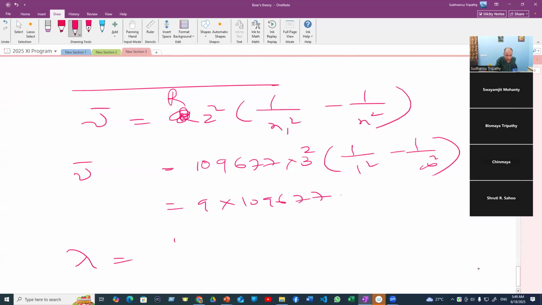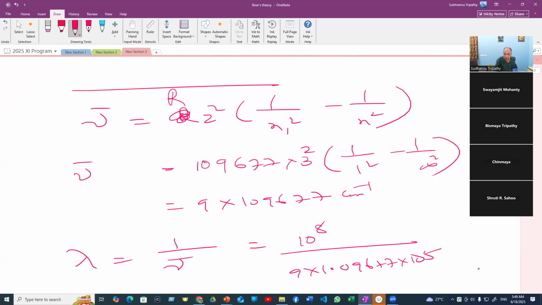So lambda is equal to 1 by nu bar. So this becomes 10 to the power 8, this is centimeter inverse, so 10 to the 8 divided by 9 into 1.09677 into 10 to the power 5. So this will be in angstrom. So you can get it in angstrom and see which region it comes in.